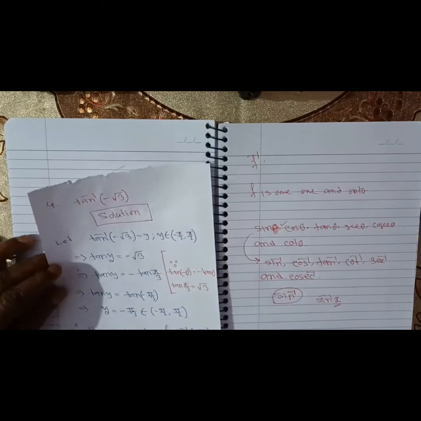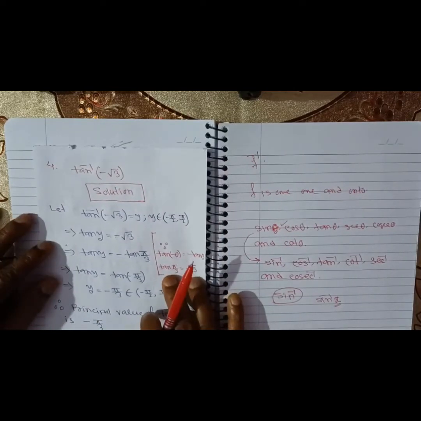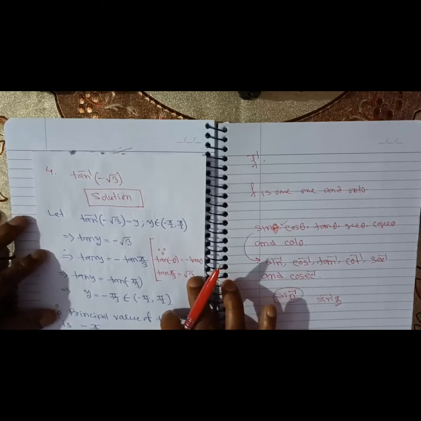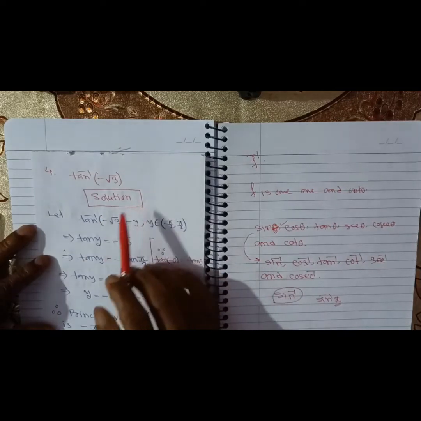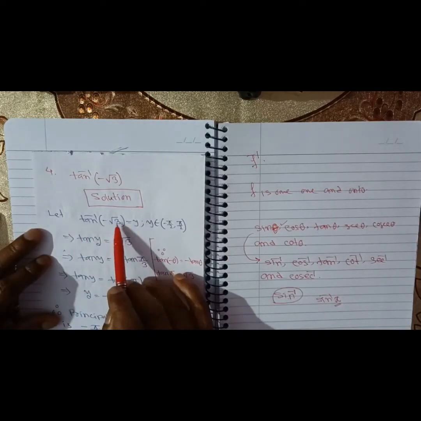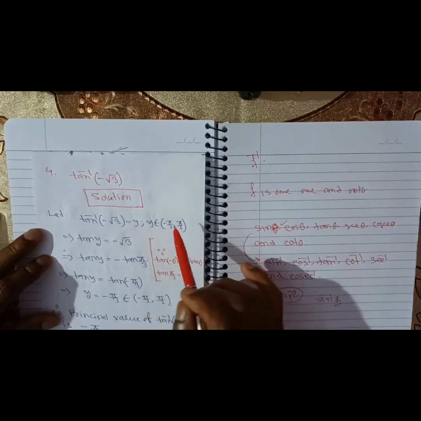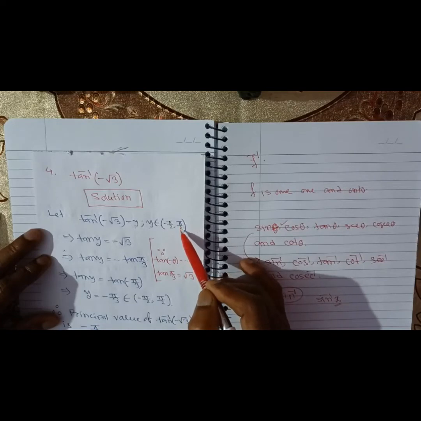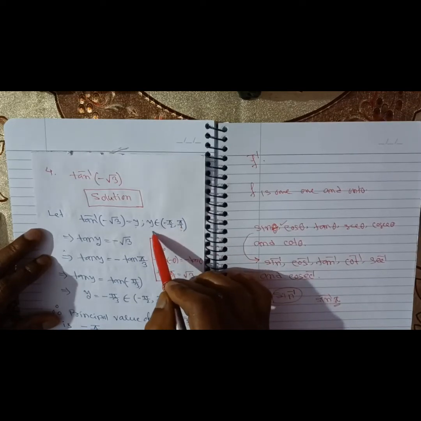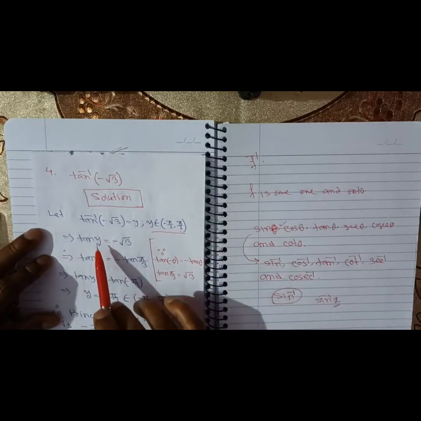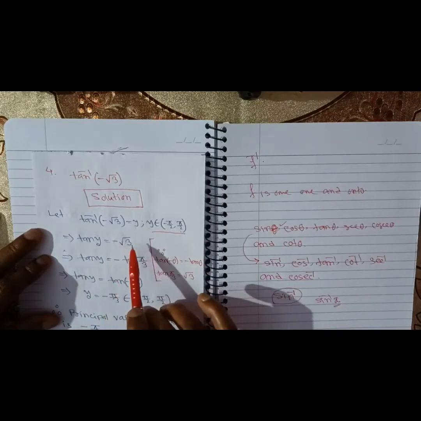For the next exercise, we take question number 4, tan inverse minus root 3. For this question, the solution: we take tan inverse minus root 3 is equal to y, where y belongs to minus pi by 2 to plus pi by 2, since this is the range of tan inverse. This implies tan y is equal to minus root 3.